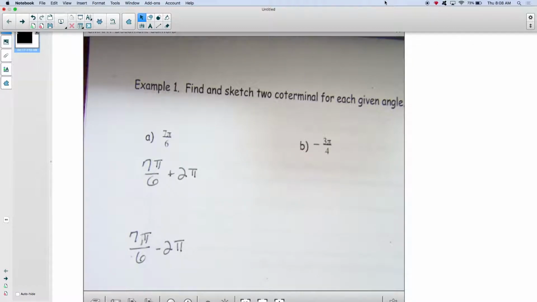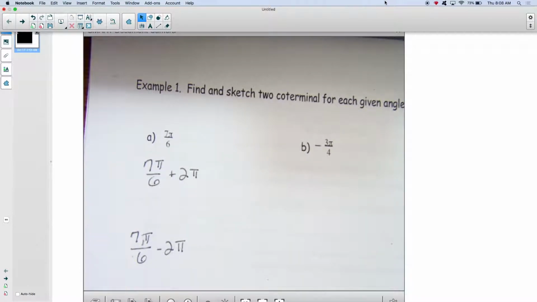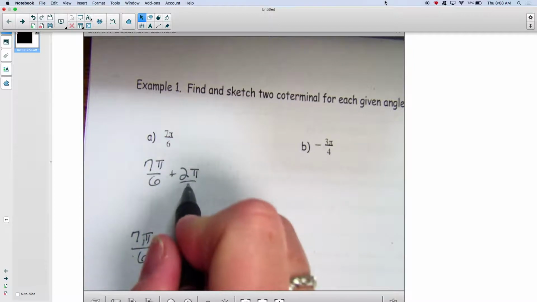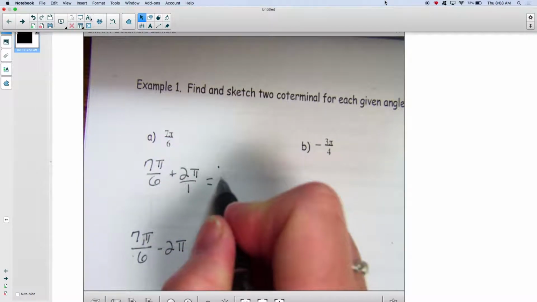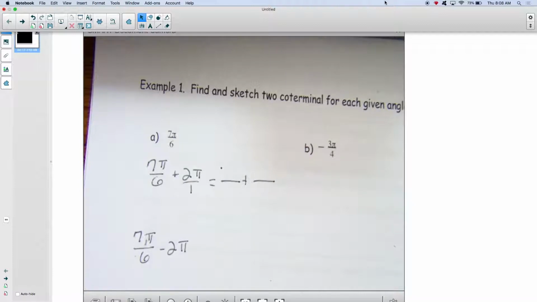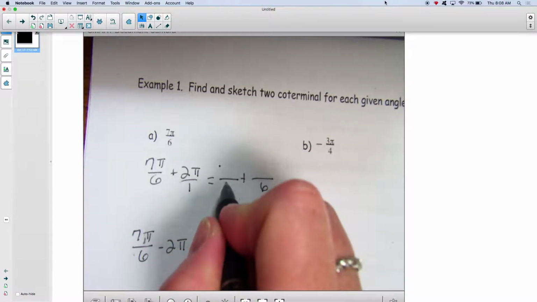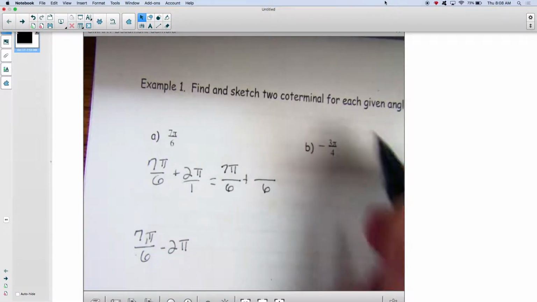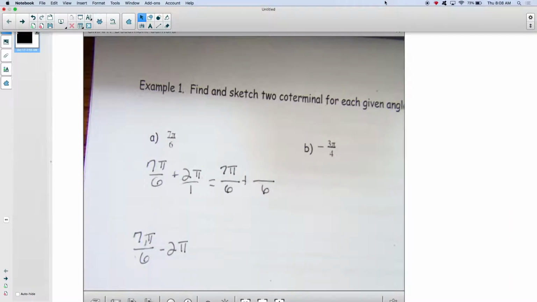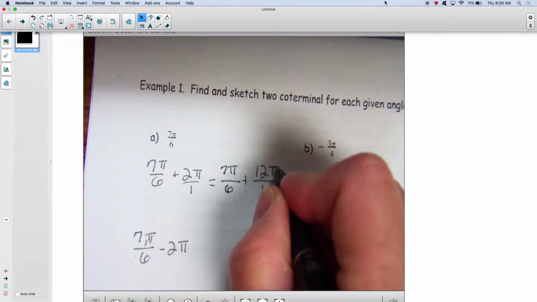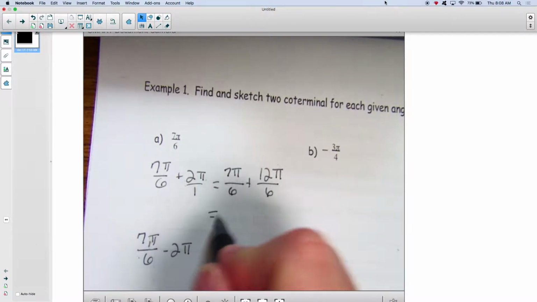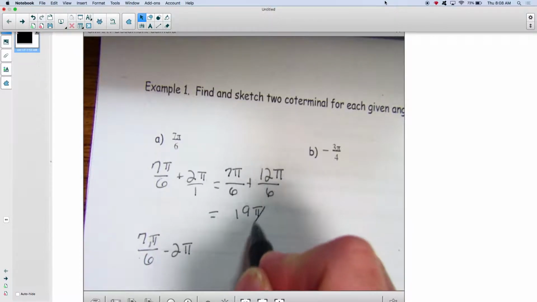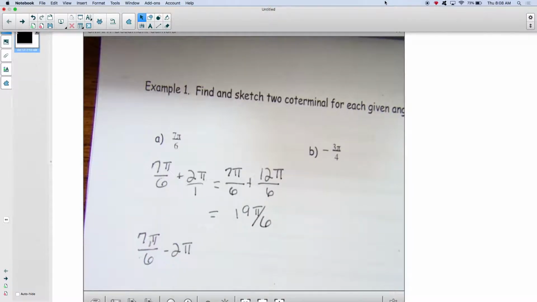Guess what you're going to learn to like? Fractions. So how do I add fractions? What do I have to have? Common denominator. So what's our common denominator here? 6. So 2 pi is the same as what over 6? 12 pi. So we get 19 pi over 6.